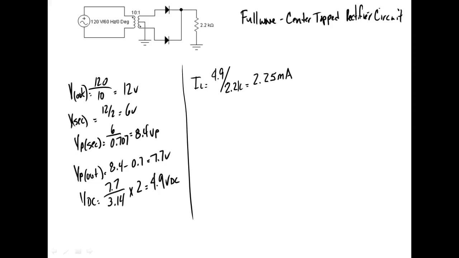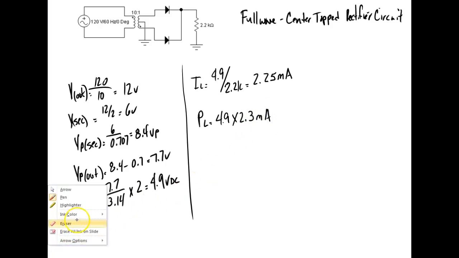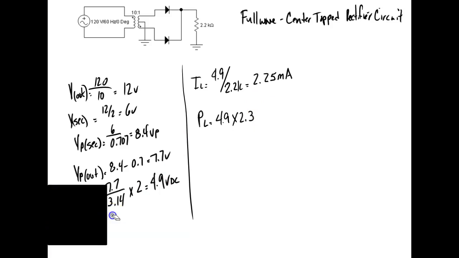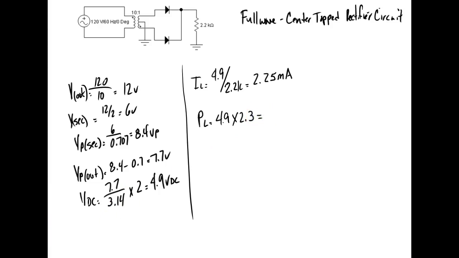Okay, so now we need to calculate the power in the load. So power in the load would be equal to V, which is 4.9, times 2.2 or 2.3 milliamps. And normally we don't put units inside these equations because they don't cancel each other out. And this is milli, I'm sorry. That's what we got. And 11.2 milliwatts. Are we okay? Everybody okay so far?